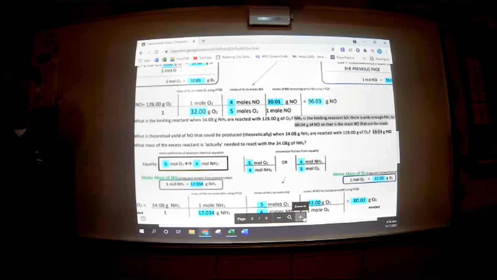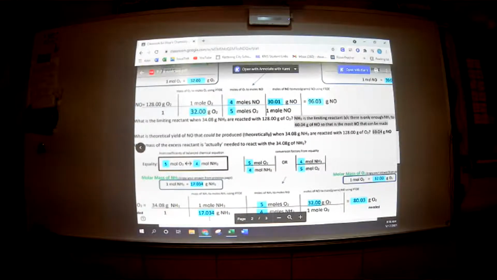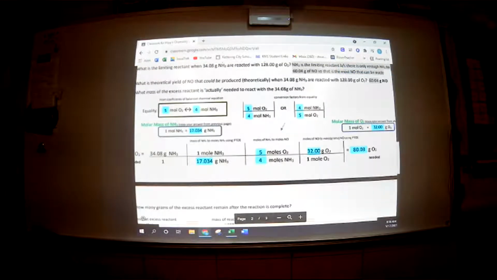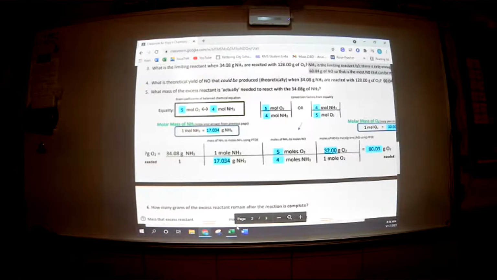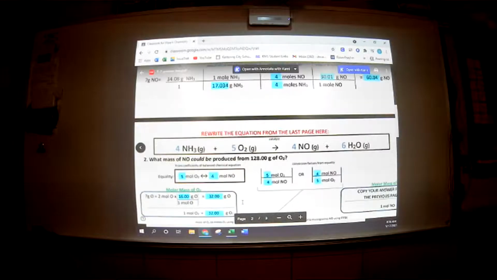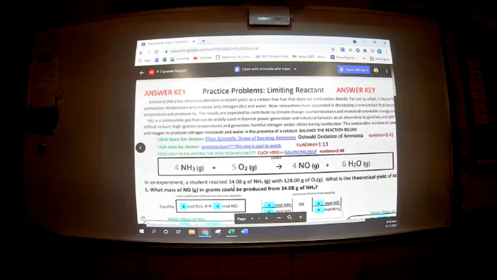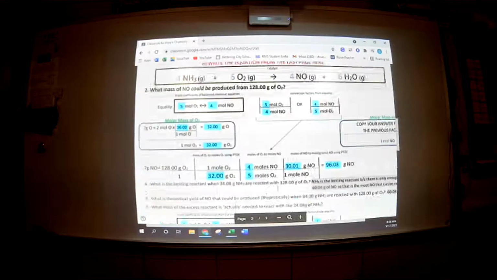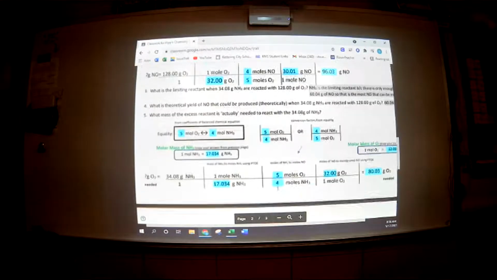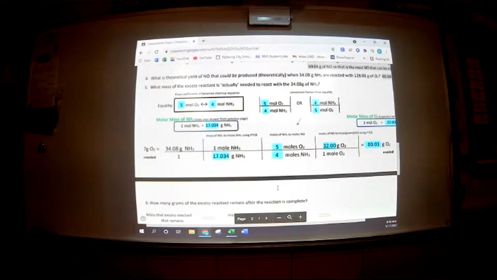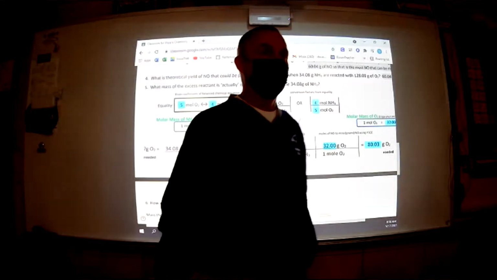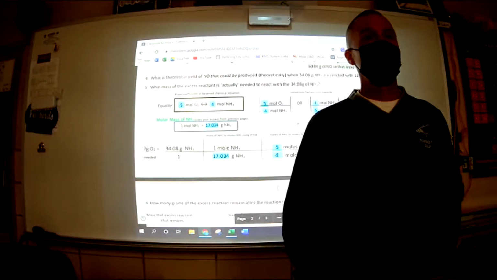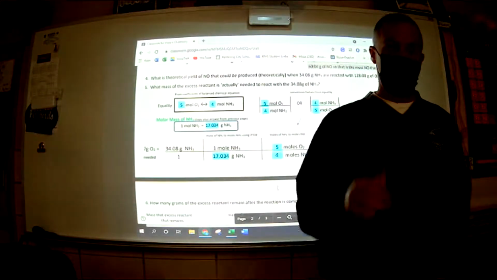So the next question they're asking is, how much oxygen did we really need then? We used 128. Is that what it said up here? We used 128 grams. But we probably put more oxygen in than they needed. Why would they have put more oxygen in than they needed? What's the point of having more oxygen there than we needed? Why would they do that in a reaction? Put in more than they needed.